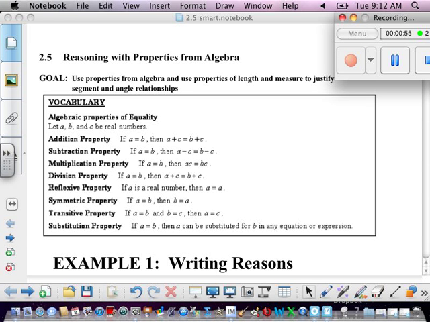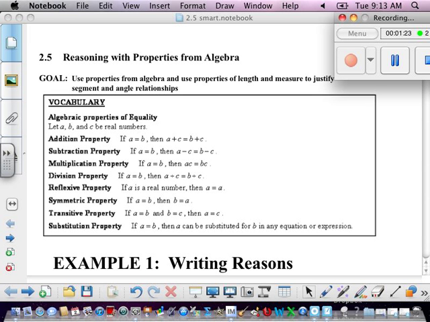Reflexive property. A equals A. Okay. Symmetric property is slightly different. A lot of people get these mixed up. You see how reflexive says A equals A? It's the same thing on both sides of the equal sign? Okay, symmetric, if A equals B, then B equals A. We flip them. They're different on each side of the equal sign, but no matter which side they're on, still the same thing.